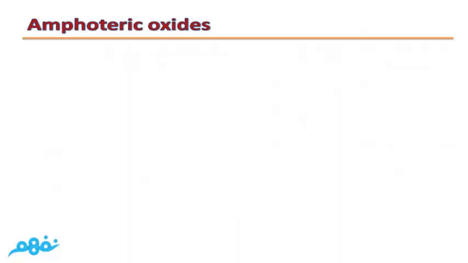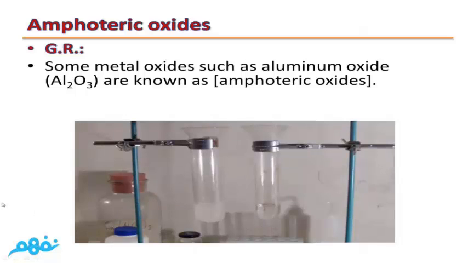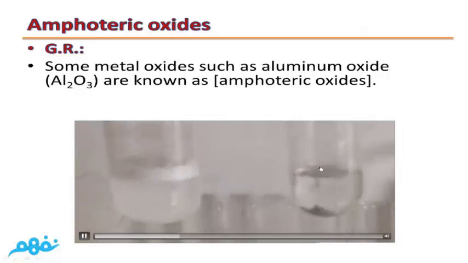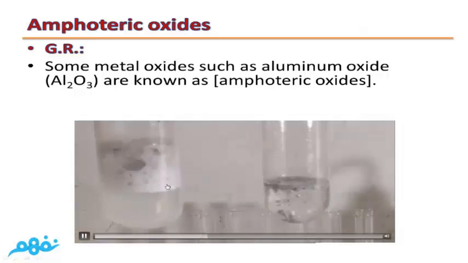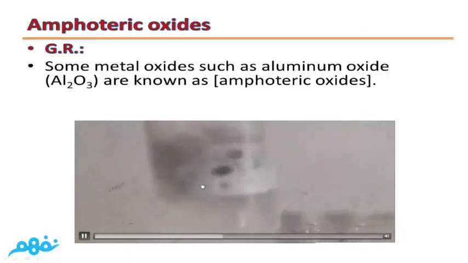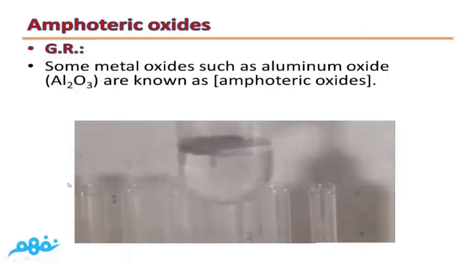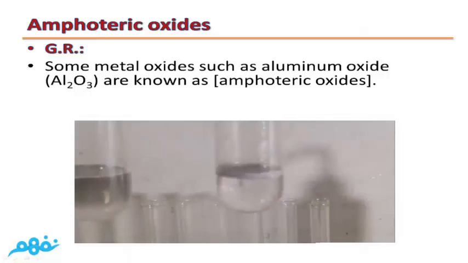Finally, let's talk about something called amphoteric oxides. What's meant by amphoteric oxides? Let's do this experiment. First, we have a test tube that contains sodium hydroxide, and this one contains hydrochloric acid. This is an alkaline solution, and this one is an acidic solution. As you can see, aluminum oxide reacted with both of them, and in each case, it will give salt and water.